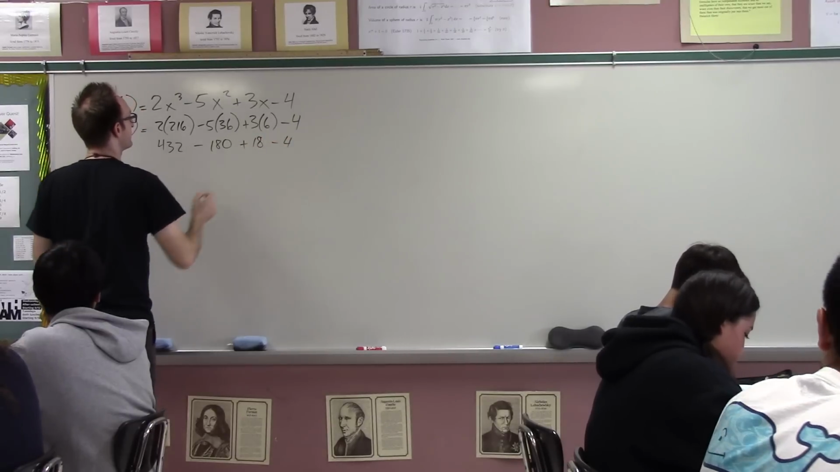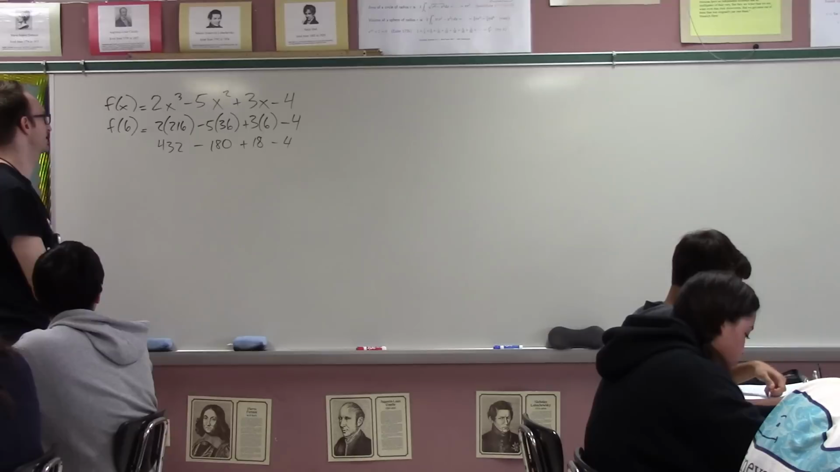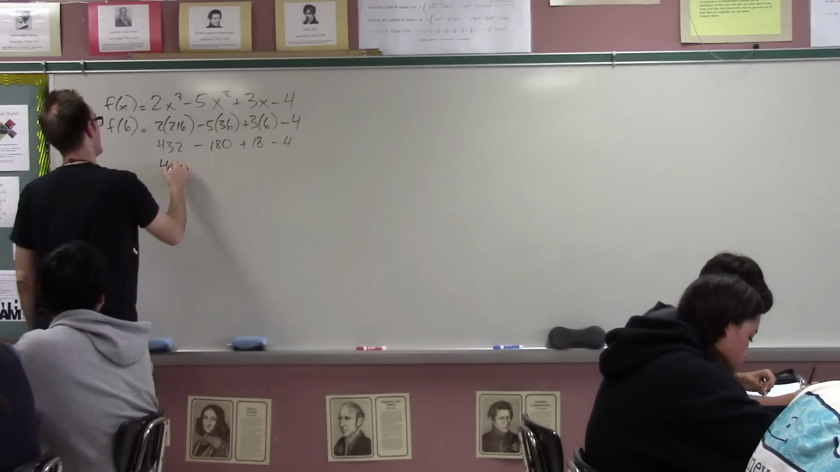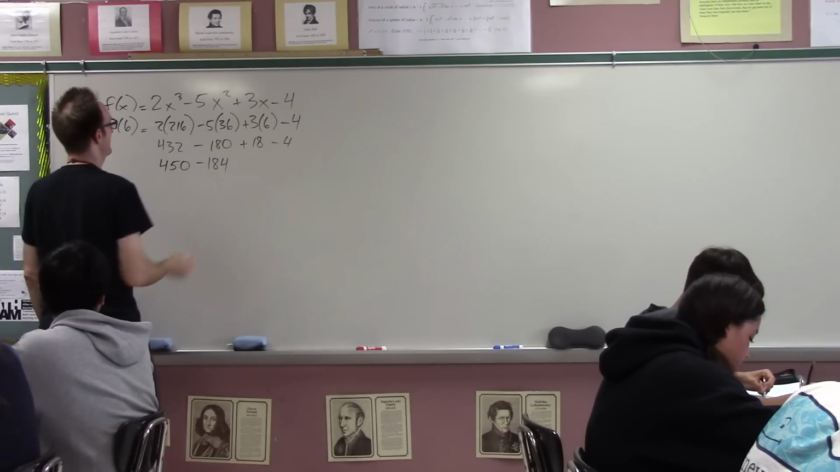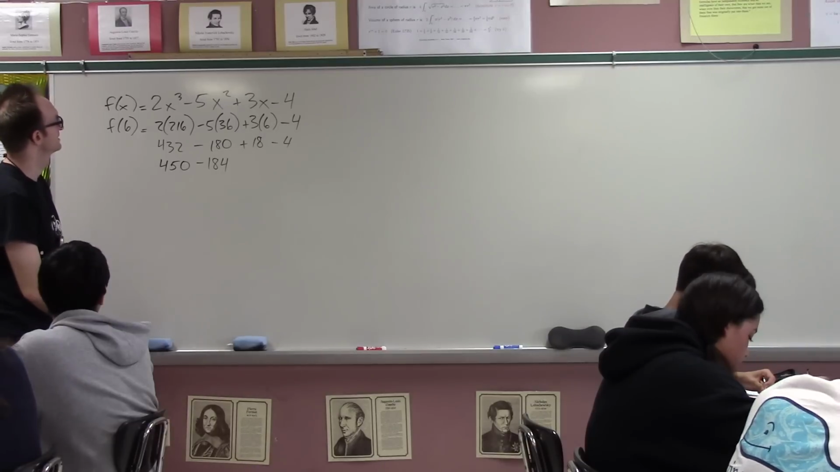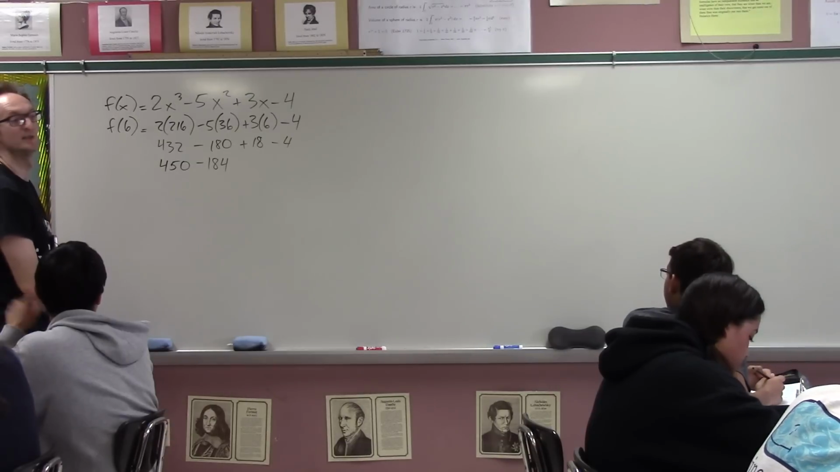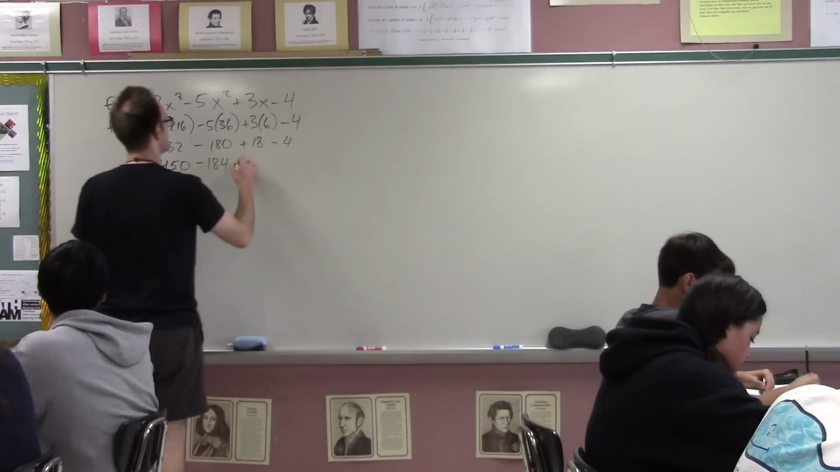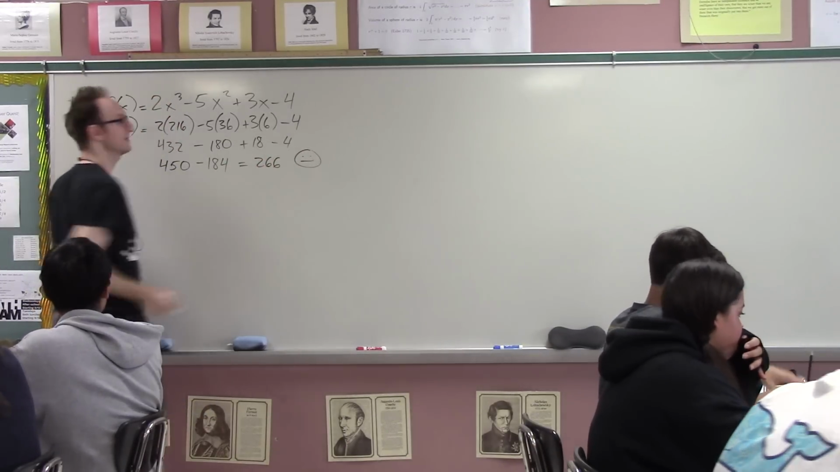Professionals will add the positive numbers together to get 450. Am I even doing this right? Yeah, 450 and then minus 184. That may or may not be the best way to do this. What is that? 34 less than 300. 266. Okay, good. So that was fun.